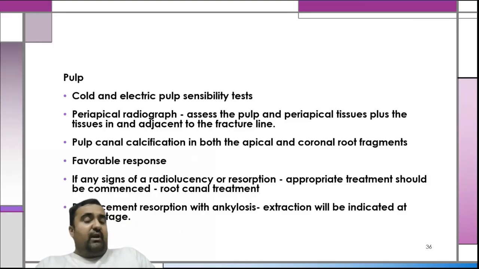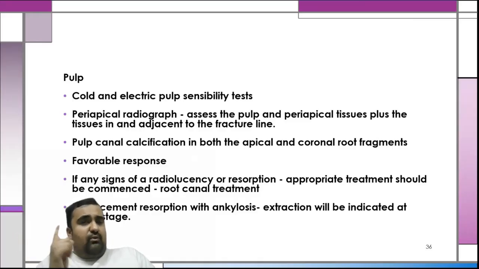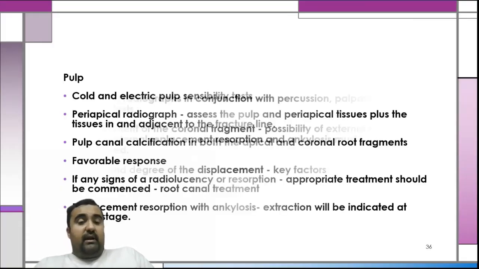Check for any favorable response. If there are any signs of radiolucency or resorption, start root canal treatment immediately. Replacement resorption will start otherwise, followed by ankylosis. In such cases, extraction will be indicated at some point in time.